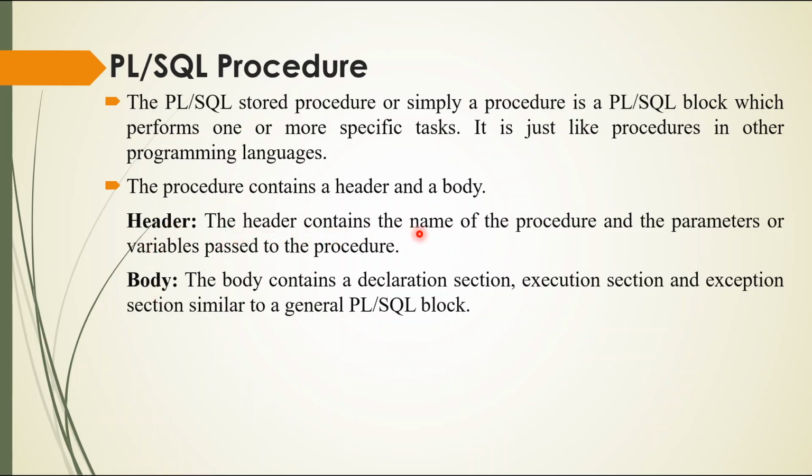The header contains the name of the procedure and the parameters or variables passed to the procedure. So in the header we have to write the procedure name and the parameters that are passed to the procedure. And second is the body. The body contains a declaration section, execution section and exception section, similar to a general PLSQL block. In the previous lecture I explained the syntax of PLSQL blocks. In a PLSQL block we have three sections: declaration section, execution section and exception section. So in the body we have three parts, same as a general PLSQL block. So these are the two parts, header and the body.